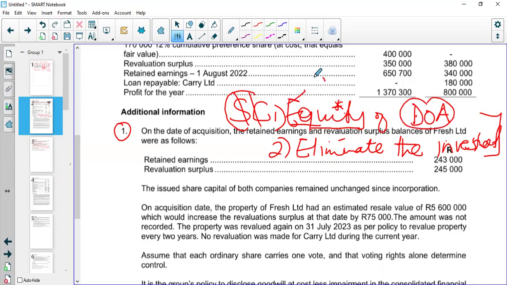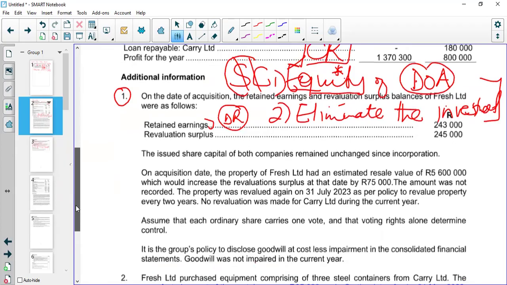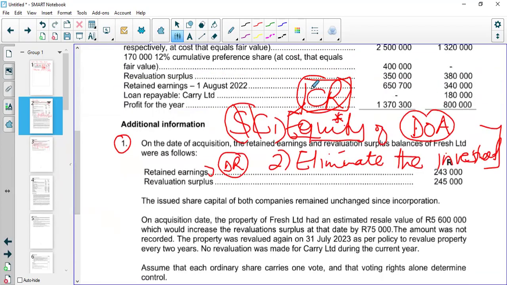We want to eliminate the equity of the subsidiary on the date of acquisition. And remember, equity is credit entries, unless one of the equity components is, for example, retained earnings being a debit. But generally your equity would have credit entries. So to eliminate that, you need to debit, because they have a credit entry. So you need to debit the equity of the subsidiary. So we look here. So I see retained earnings with 243 on the date of acquisition, revaluation surplus with this on the date of acquisition.